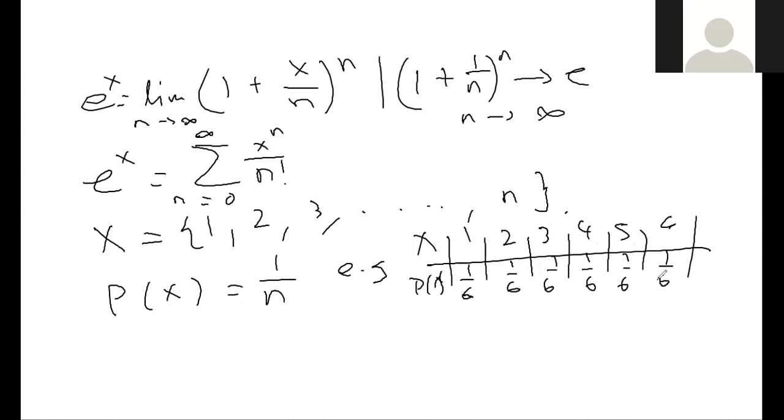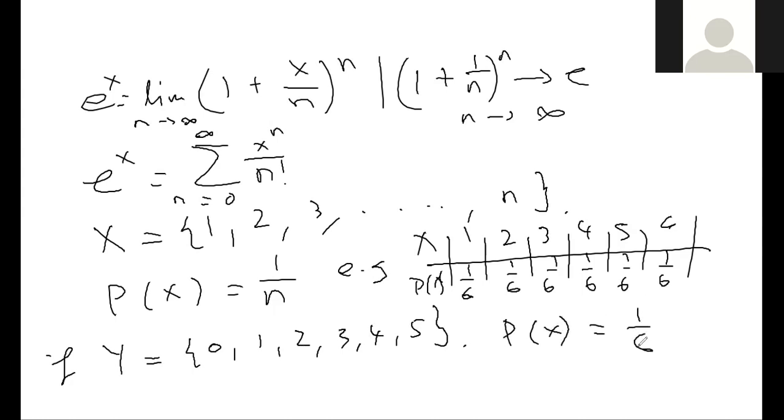There could be some modifications of this uniform distribution to obtain some other type of distribution. For example, if I say y equals 0, 1, 2, 3, 4, 5, then P(y) equal to 1 over 6 is also a uniform distribution. So the probability of each of the values is the same. That's the idea of uniform distribution. We can see here that y is equal to x minus 1.